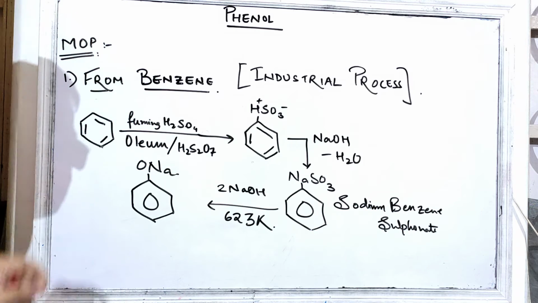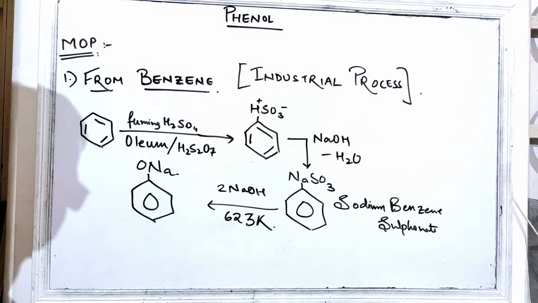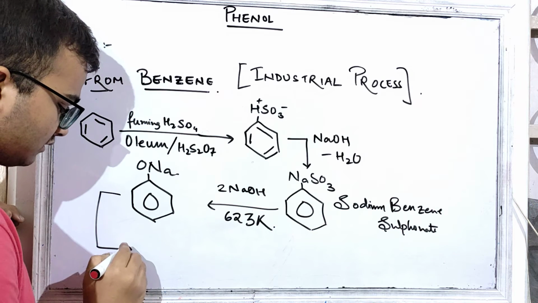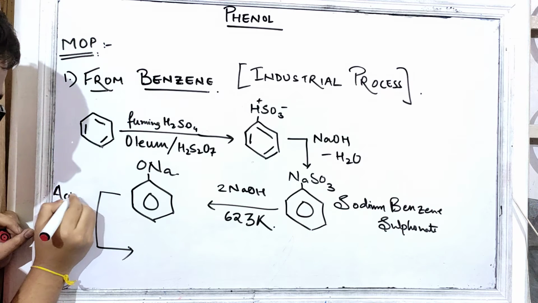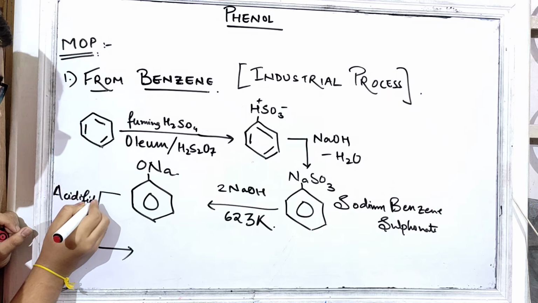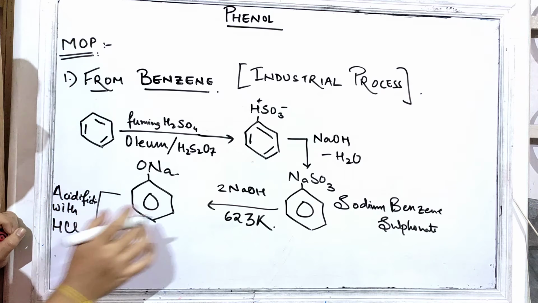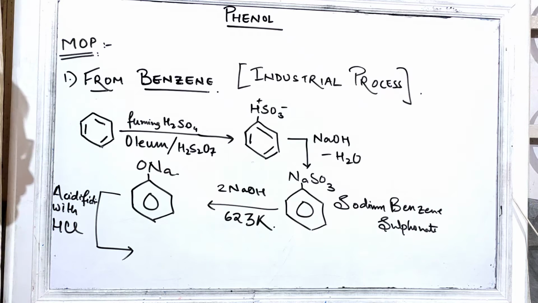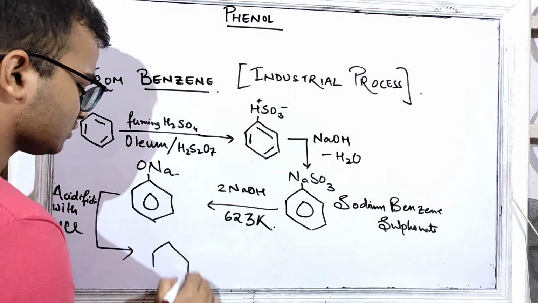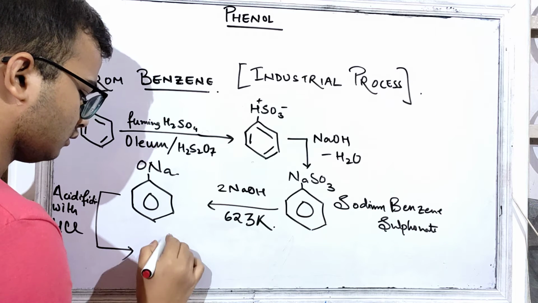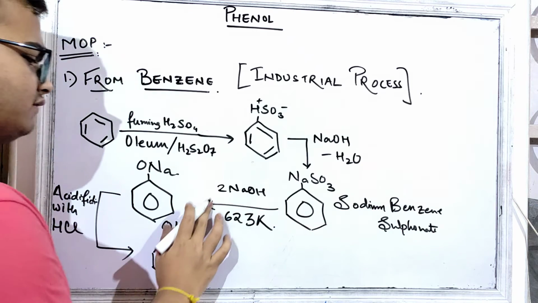Now perhaps you know how to obtain phenol from sodium phenoxide, that is by performing acidification with HCl. I am writing here, I hope it's visible, acidification with HCl. When you take sodium phenoxide and perform acidification with HCl, you get your required product, which is phenol. Remember the condition here is 623 Kelvin.